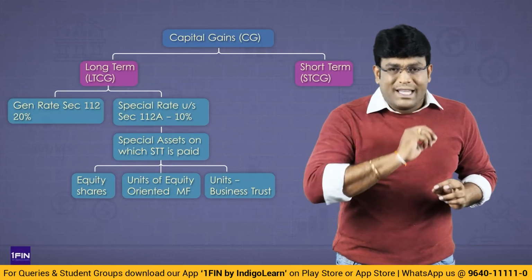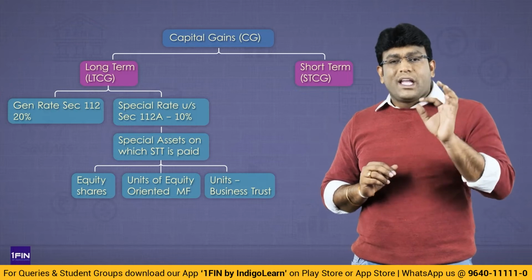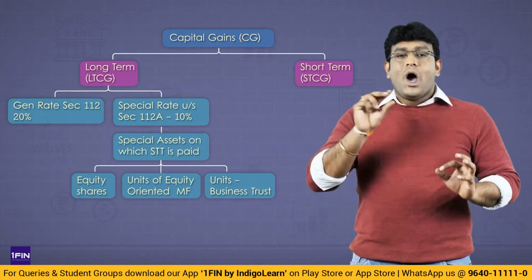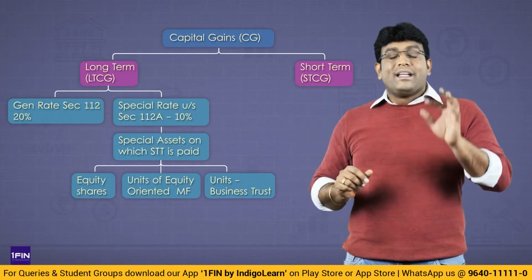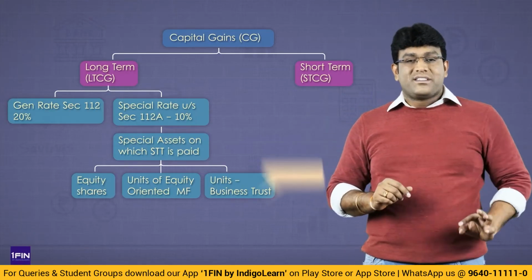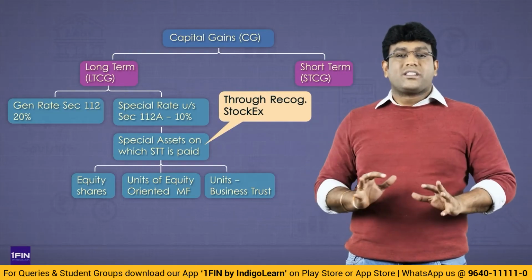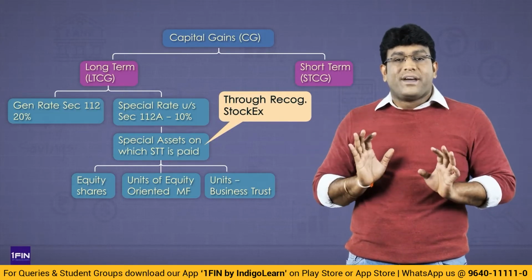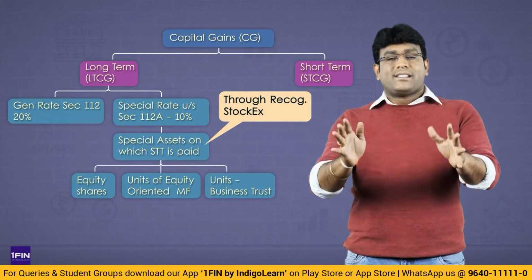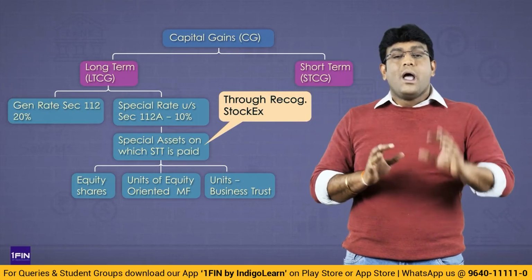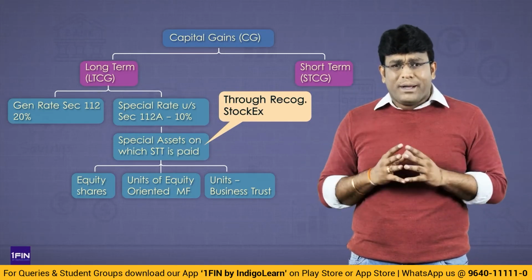So, long-term capital gain on sale of equity shares or units of equity oriented mutual fund or units of business trust through a recognized stock exchange. That means the shares and all are sold through a recognized stock exchange. They are not sold outside somewhere. They are sold only through a recognized stock exchange. And practical examples of a recognized stock exchange are the Bombay Stock Exchange and National Stock Exchange. You're getting my point, friends?